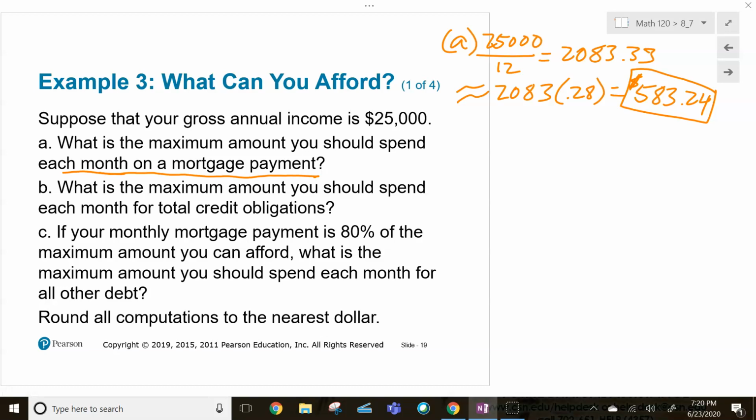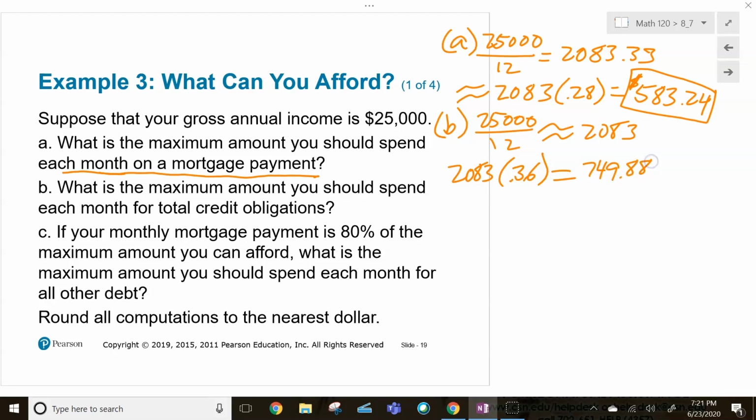B, what's the maximum amount you spend each month for total credit obligations? Well, again, we go 25,000 divided by 12. It's approximately 2083. I know it's 2083.33. But then total we can spend on all debts is, what was that, 36% recommendation. So 749.88, about 750 we can spend on all debts.